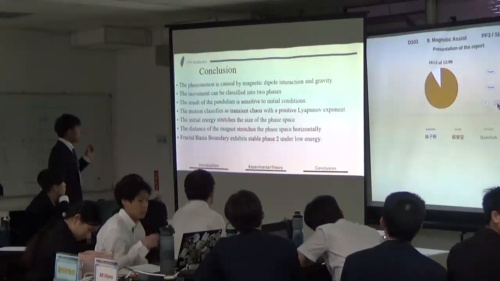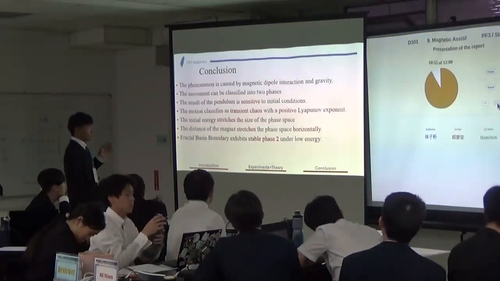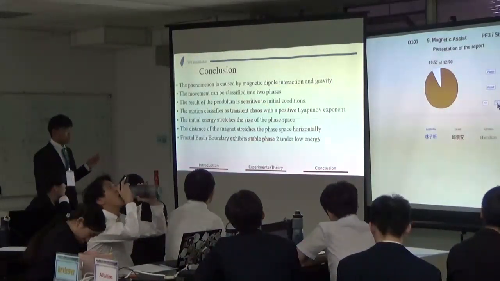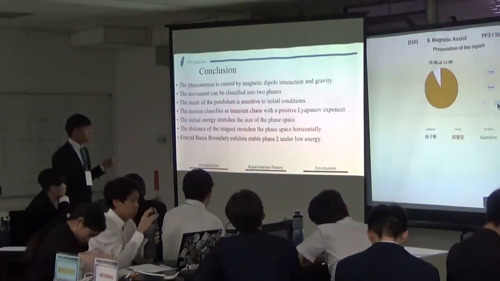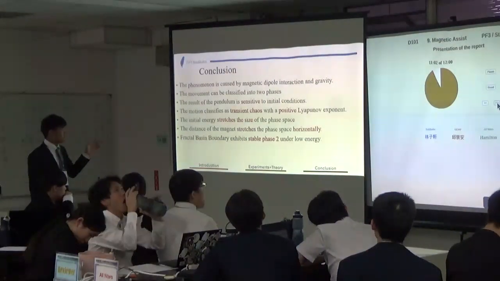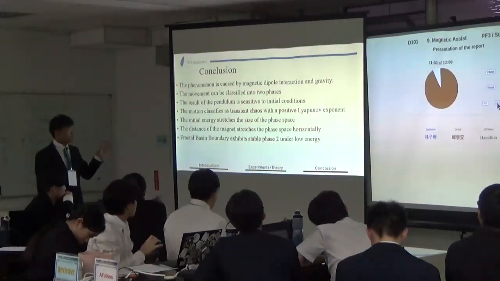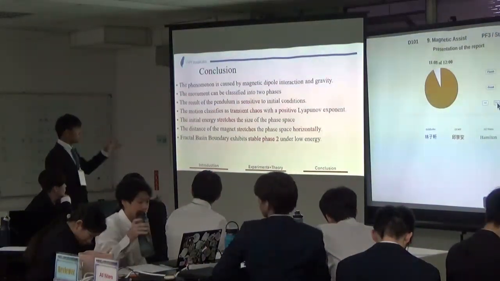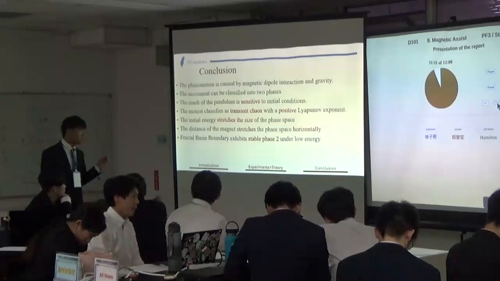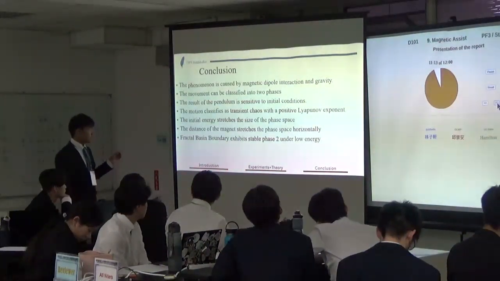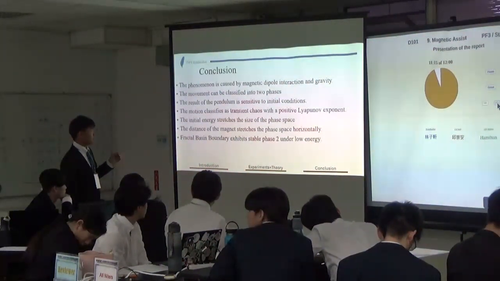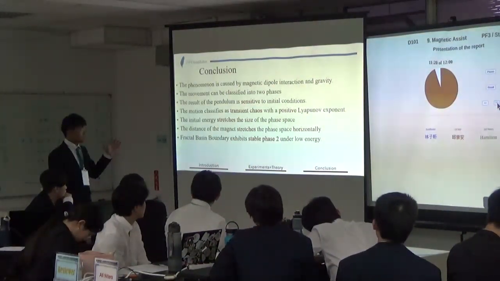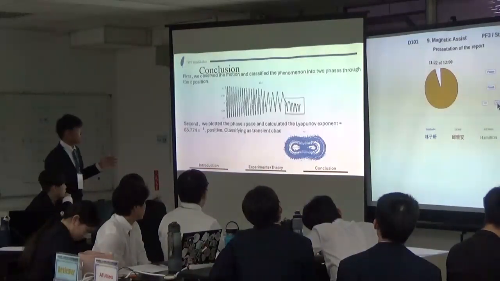Friction and gravity. The movement can be classified into two phases. And the result of the pendulum is sensitive to the initial conditions, as we mentioned in the previous experiment. And the motion is classified as transient chaos with a positive Lyapunov exponent. And the initial energy shows the size of the phase space, the distance of the magnetic stress, and the phase space horizontally.